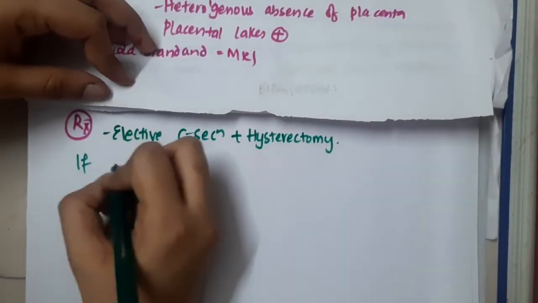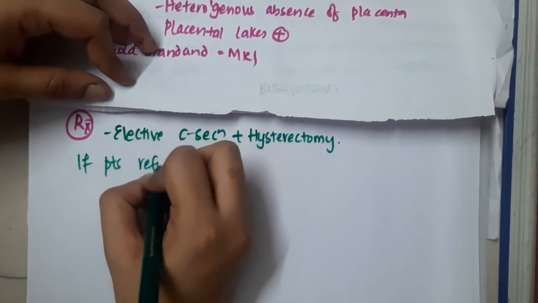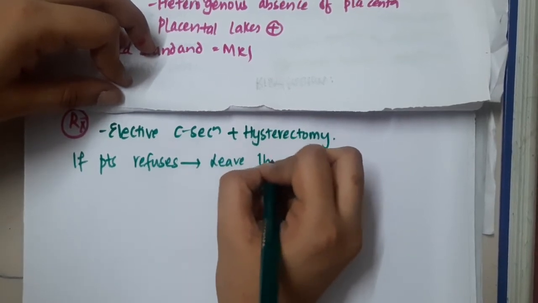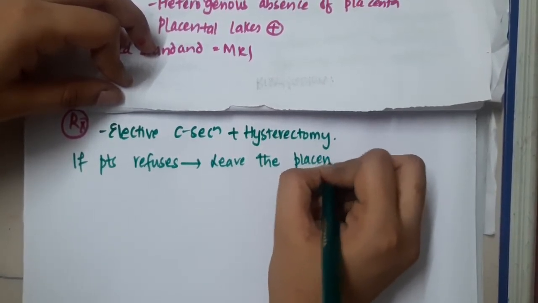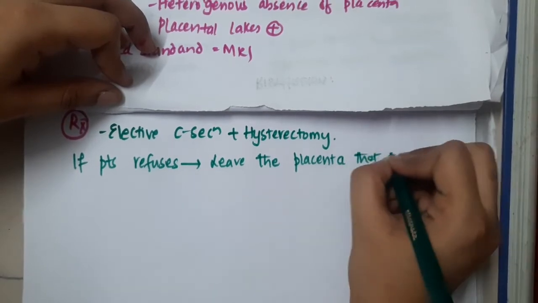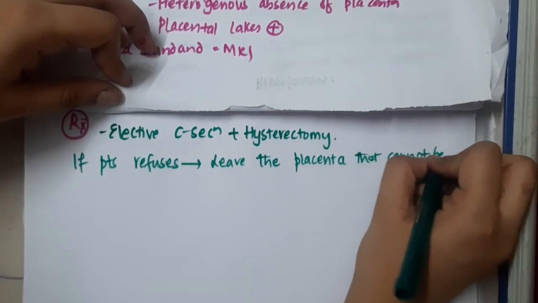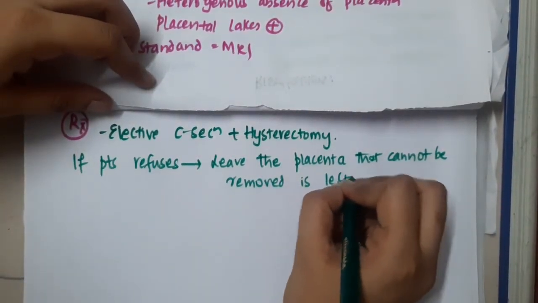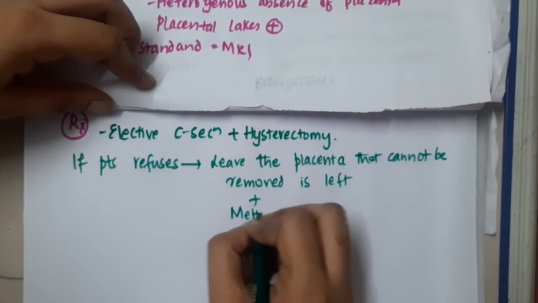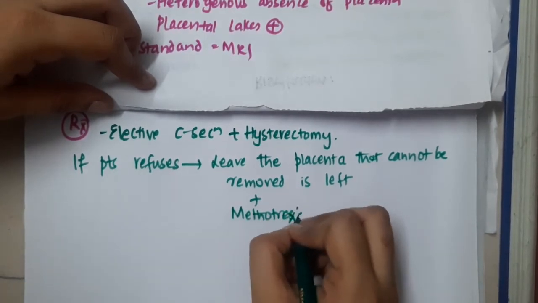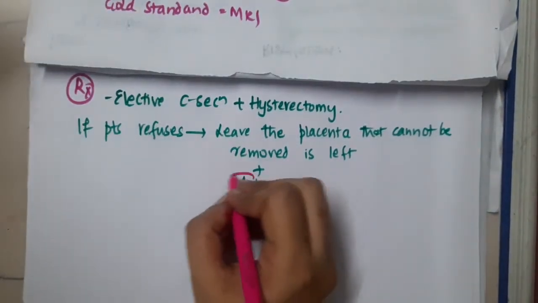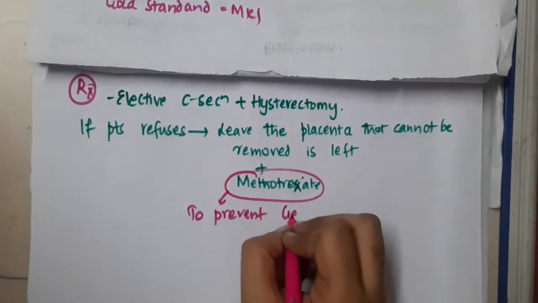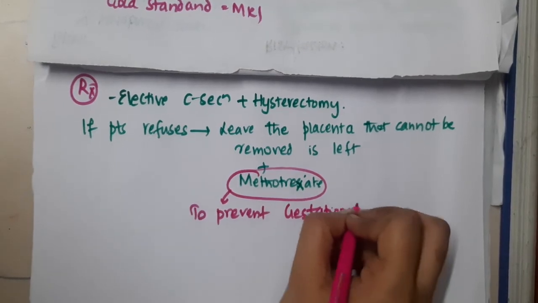If the patient refuses this, then you should leave the placenta that cannot be removed, and give methotrexate. Why should methotrexate be given? Because methotrexate is given to prevent gestational trophoblastic neoplasia.